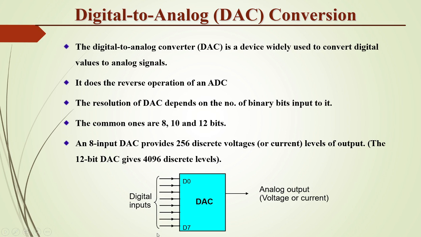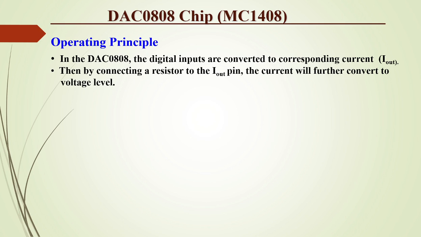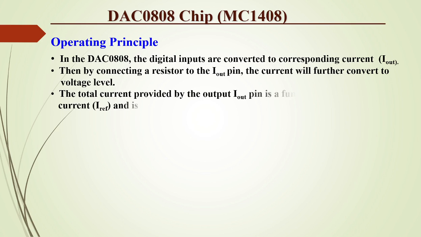Here the 8-bit DAC block diagram is given. There are 8 digital inputs D0 to D7 and one analog output pin. Actually the DAC gives the output in current form, and we can convert that current into voltage using a resistor. So here is the operating principle of a DAC. In the DAC 0808, the digital inputs are converted to a corresponding current I out. Then by connecting a resistor to the I out pin, the current is converted to a voltage level.